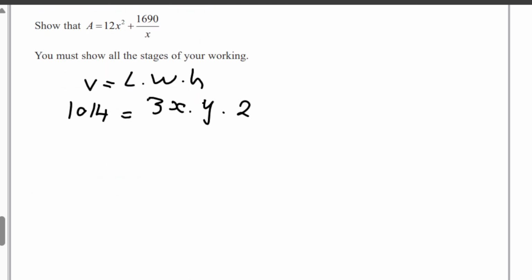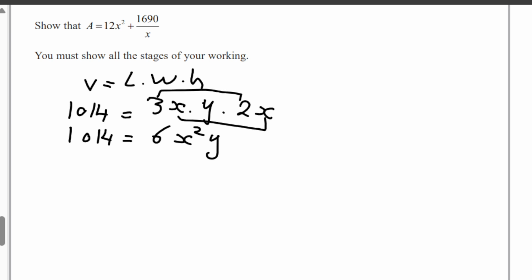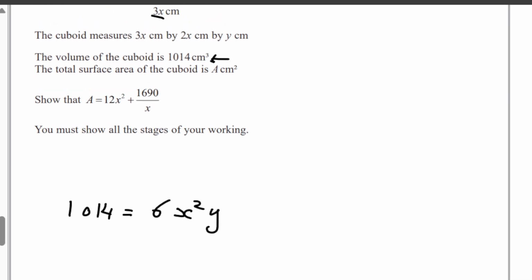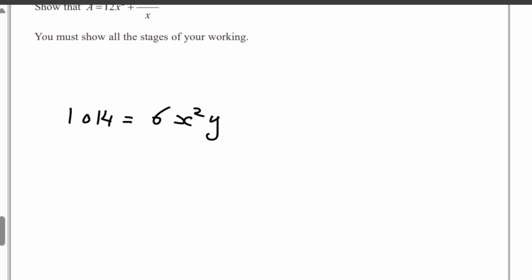Let's just write it. Now 1014 is equal to 3x times y times 2x, which is 6x squared y, isn't it? Yeah, 3 times 2 is 6, x times x is x squared, and then y. Now this is very good. I don't need all this, I just erase it. Now, have you noticed the area here? It just includes x's, it doesn't have y. So what I will do now is I'll make y the subject here.